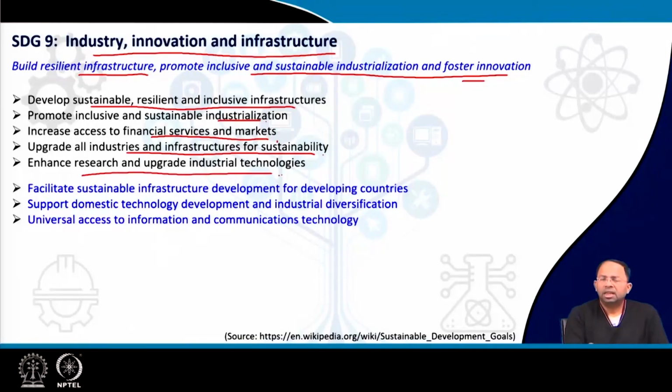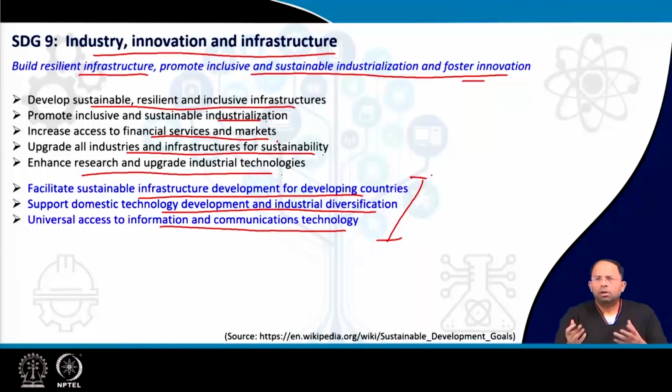Enhance research and upgrade industrial technologies. Some of the other targets are to facilitate sustainable infrastructure development for developing countries, support domestic technology development and industrial diversification, and universal access to information and communication technology. So these are general targets for the overall world, but when we bring it to the ULB level, we can create specific programs for that particular city or state, so that we can improve these aspects in our urban bodies as well.